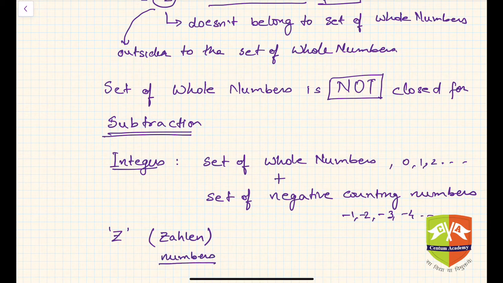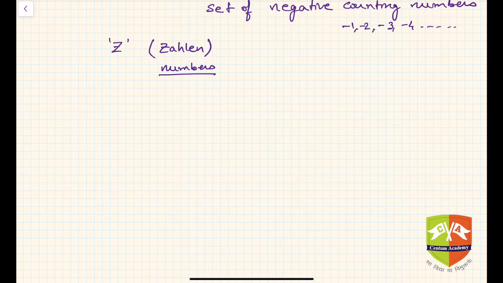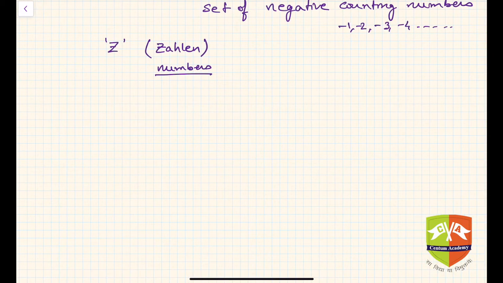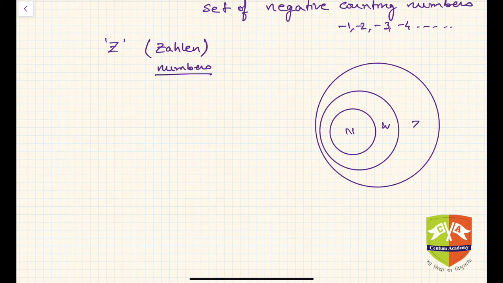So hence integers are a new set of numbers which comprise not only the whole numbers but negative counting numbers. So pictorially, you can represent integers, and the entire set of numbers that you know now is like this. How do I represent it pictorially? If this is my set of natural numbers, then you add 0, you get the whole number set. Then you add negative numbers to it, you'll get integers, isn't it? So hence, natural numbers belong to the set of whole numbers, and the whole numbers now belong to the set of integers, right?